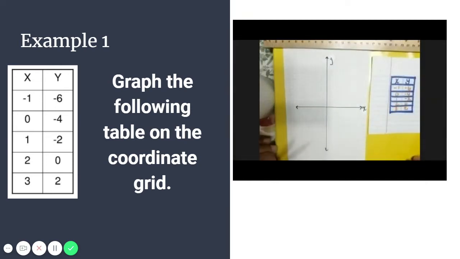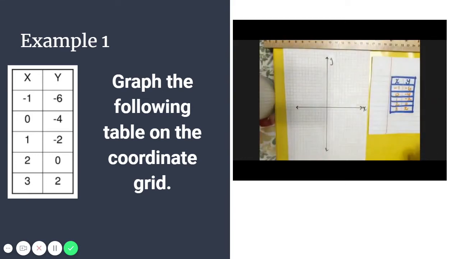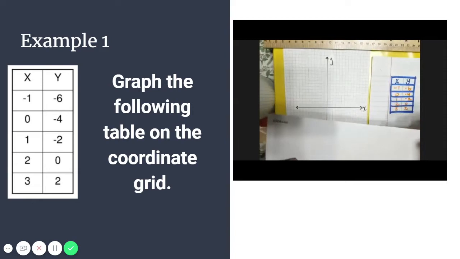Let's look at the solution to example 1. In example 1, we are told to graph this table of points on our coordinate grid. Remember, to graph, you will need a few things. You will need graph paper, obviously, and you will also need a ruler. Now, if you don't have a ruler, that's fine. You can use any type of straight edge, like an envelope. Anything with a straight edge on it is going to give you a straight line.